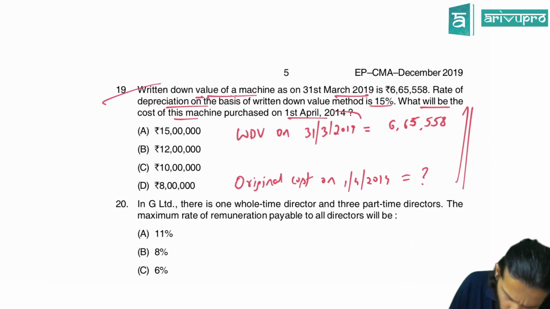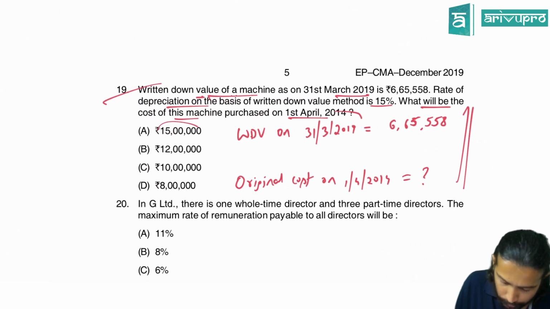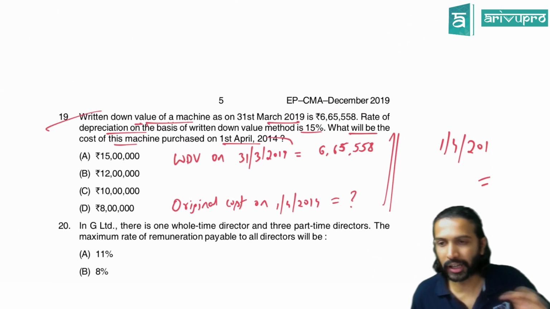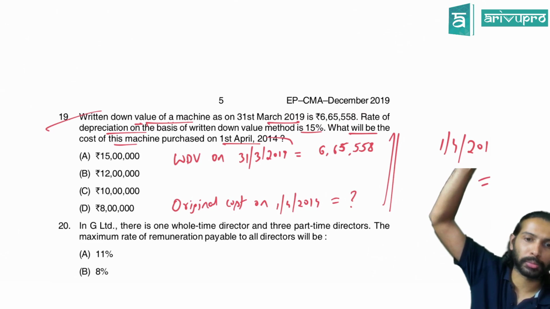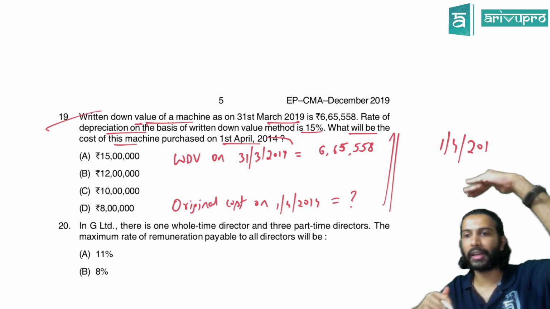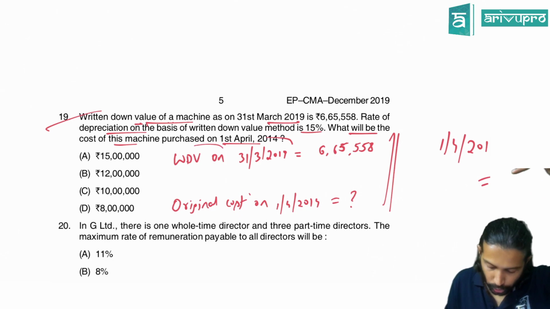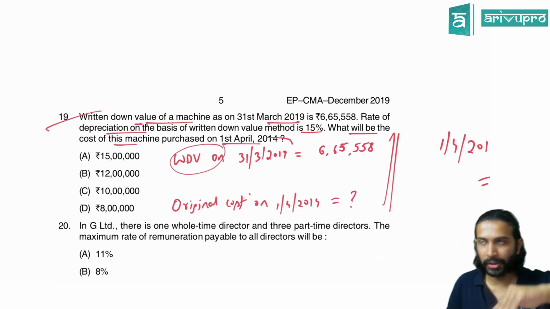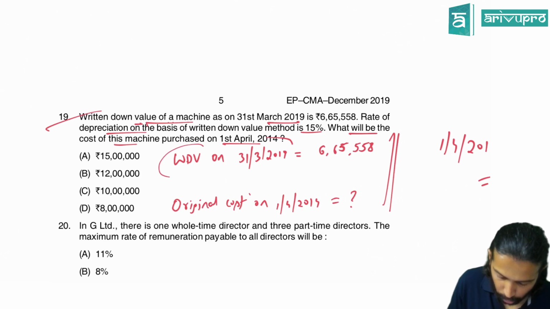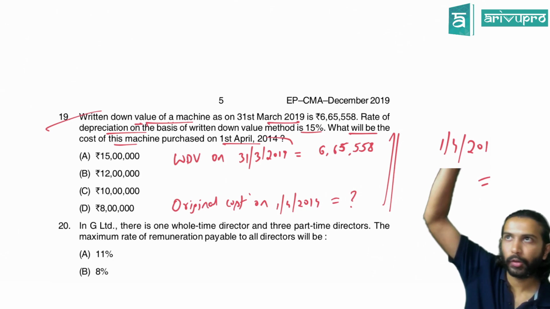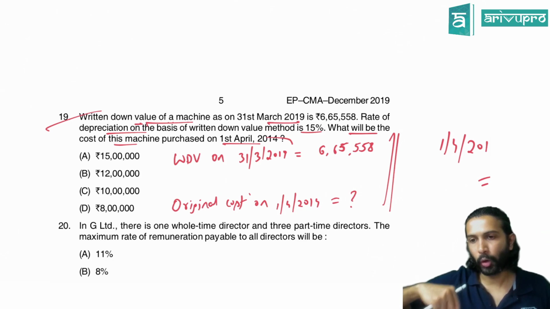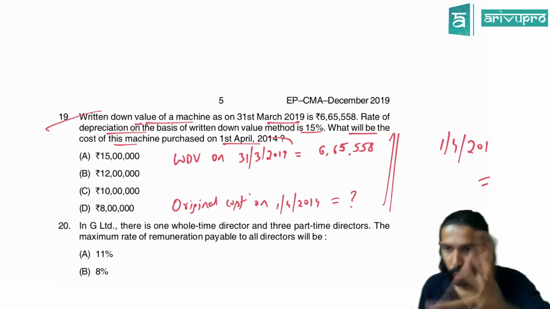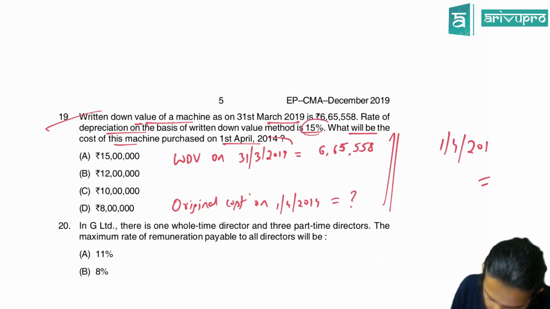One way to calculate is to use the options to figure it out. Take 15 lakh, calculate depreciation 5 times and see if it comes to 6,65,558. That is one option, but that will take extra time. We know a shortcut method. Remember the top down, bottoms up approach. Top down means they will give you the original cost and ask you to compute WDV. Bottoms up means they will give you WDV and ask you to calculate the original cost. If you are going top down, you will multiply by something. If you're going bottoms up, then you will divide. What is that division? Simple funda.